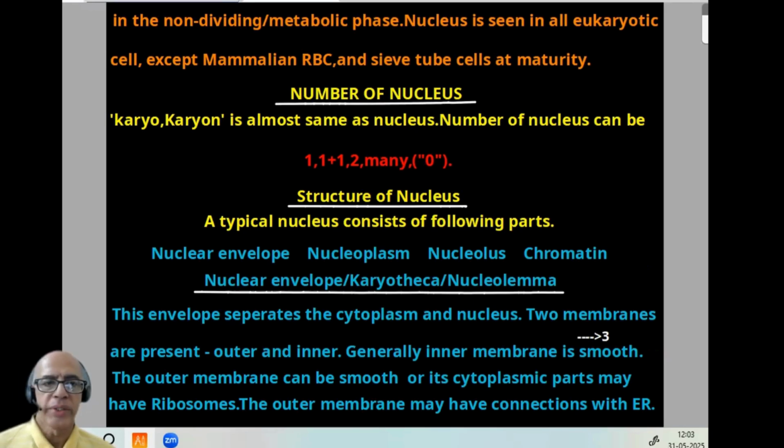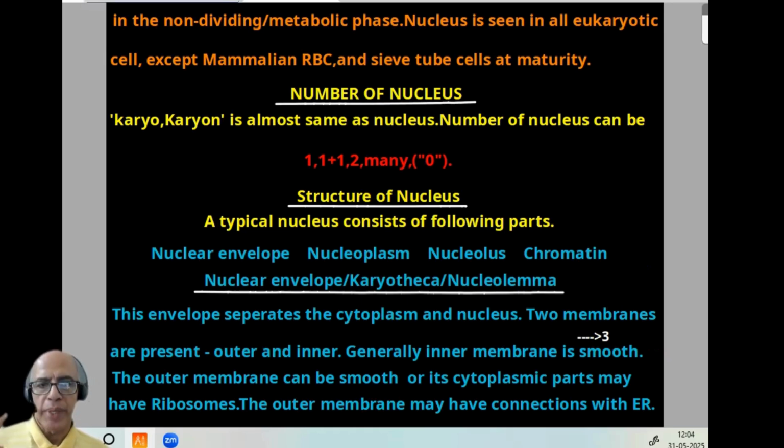Now the structure of the nucleus. A typical nucleus consists of the following parts, broadly accepted and specifically connected with NCERT: nuclear envelope, nucleoplasm, nucleolus, and chromatin. Now, one by one, we have to proceed. First is the nuclear envelope, which has some synonyms like karyotheca and nucleolemma, all are synonyms. This envelope separates the inside and outside, and here also it separates the cytoplasm and nucleus.